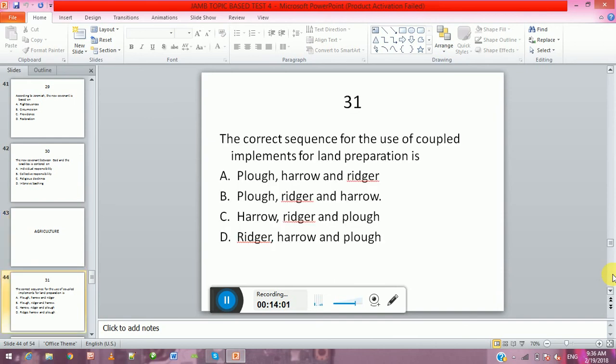Agriculture. The correct sequence for the use of coupled implements for land preparation is: A. Plow, harrow, and ridger. B. Plow, ridger, and harrow. C. Harrow, ridger, and plow. D. Ridger, harrow, and plow.